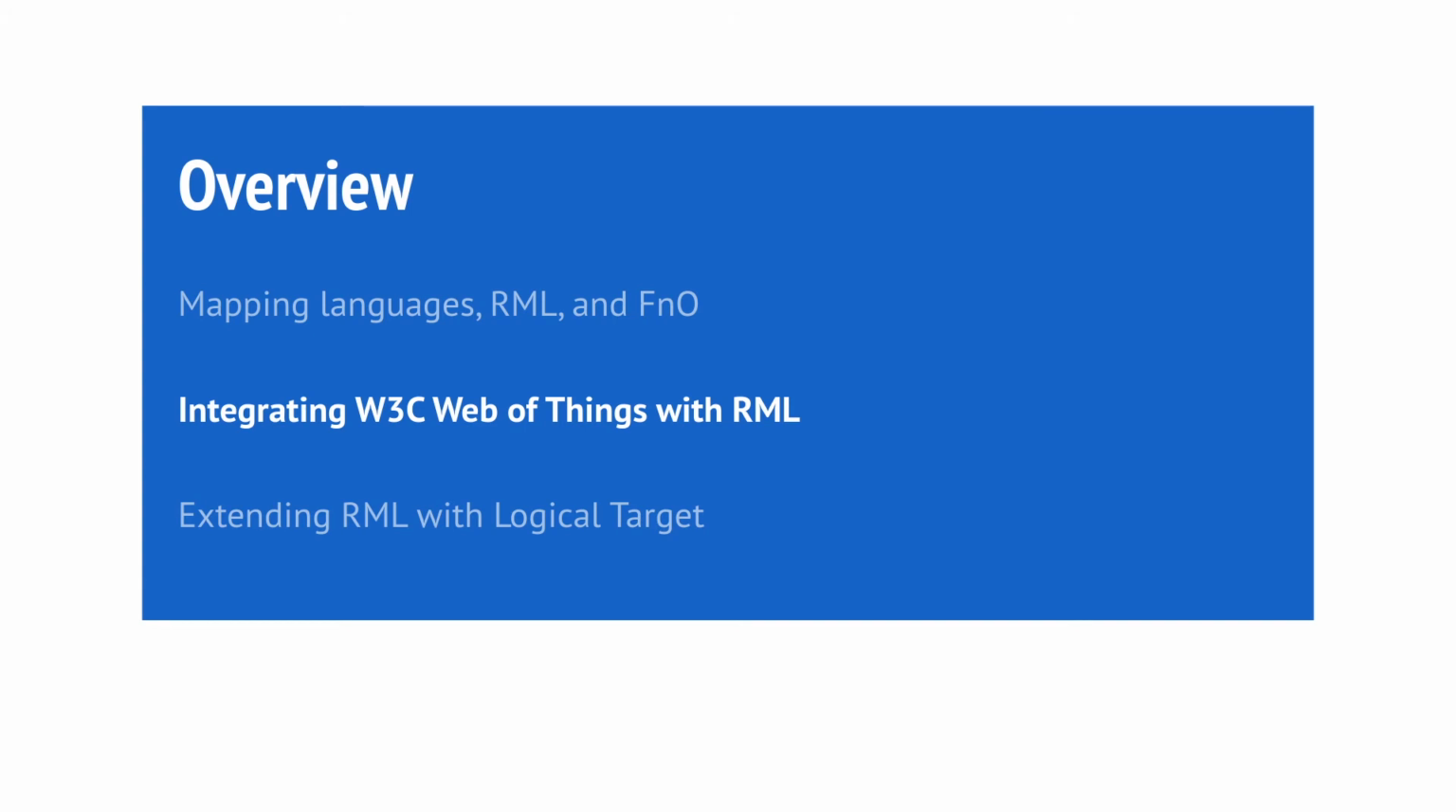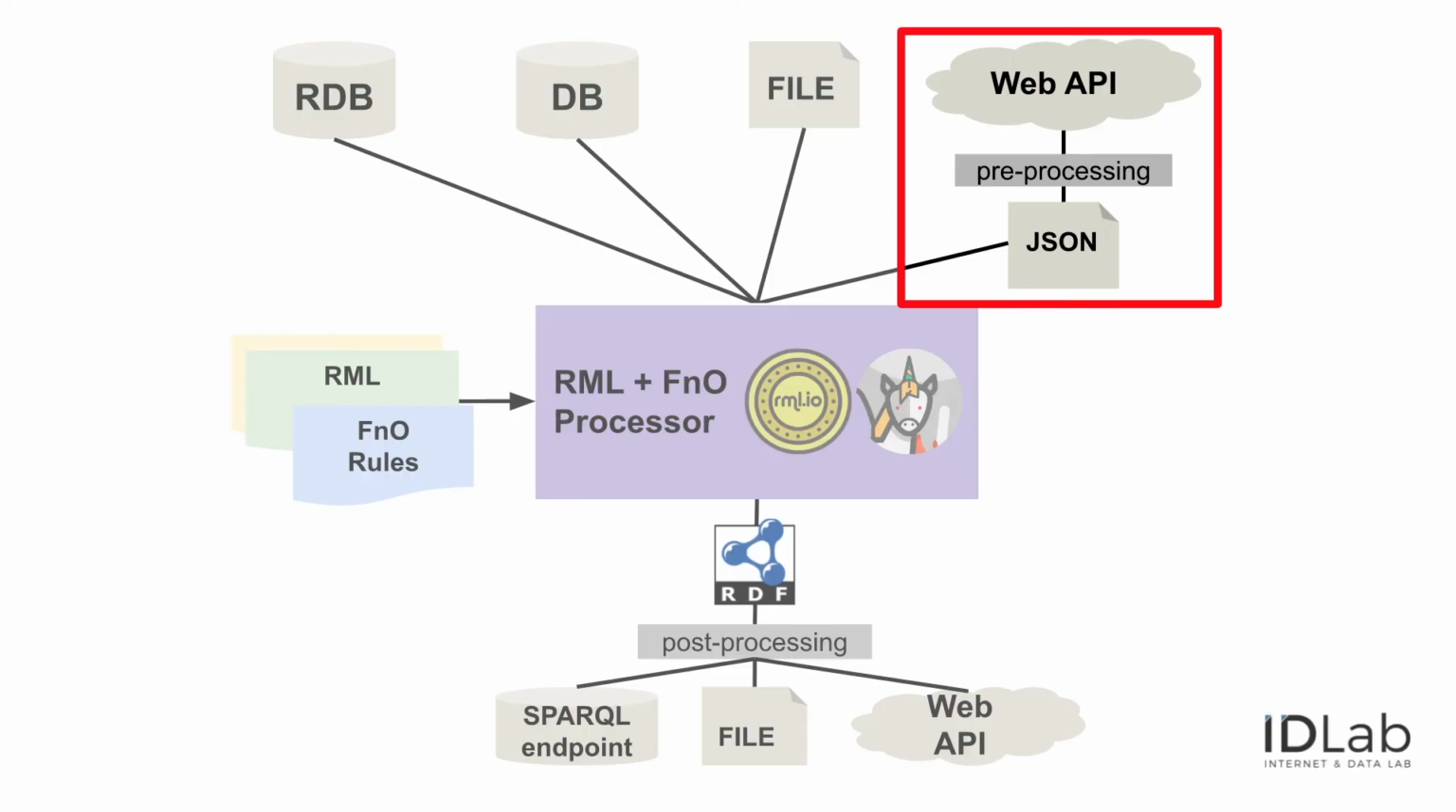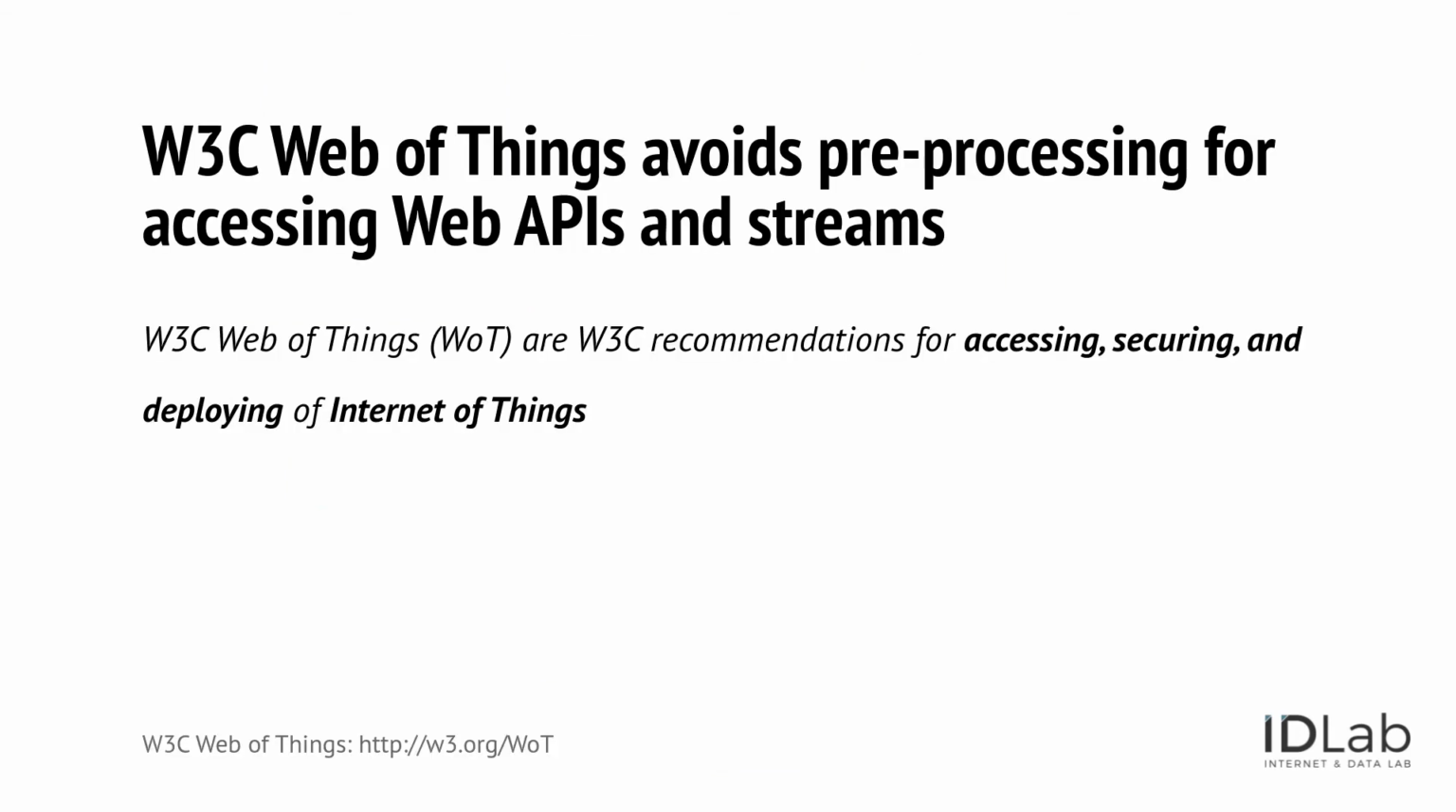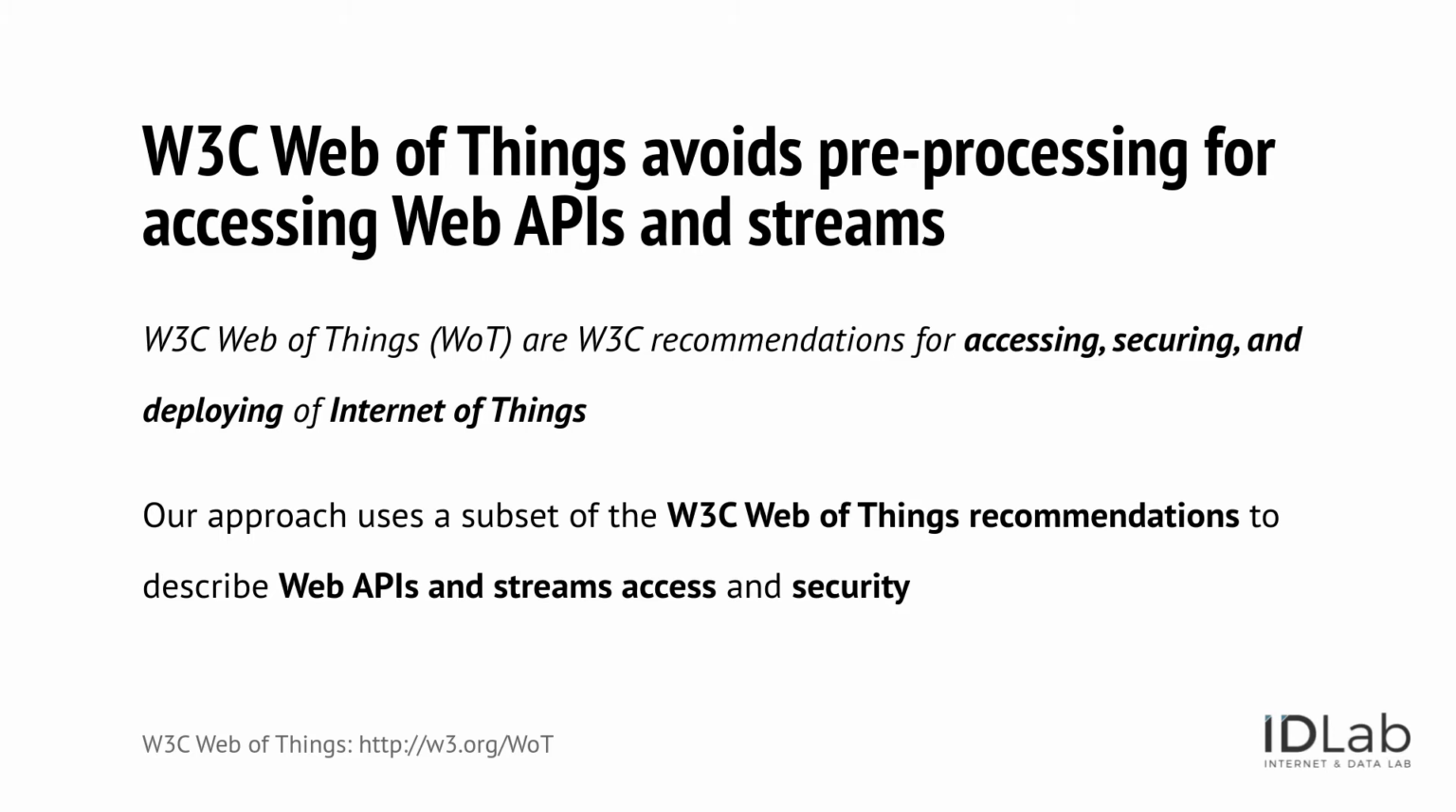Our first contribution is integrating W3C Web of Things with RML and focuses on the top part of our diagram, to avoid the pre-processing of web APIs when accessing them using an RML and FNO processor. So W3C Web of Things avoids the pre-processing for accessing web APIs and streams by providing a set of W3C recommendations for accessing, securing, and deploying of Internet of Things. Our approach uses a subset of these recommendations to describe access and security of these web APIs and streams.